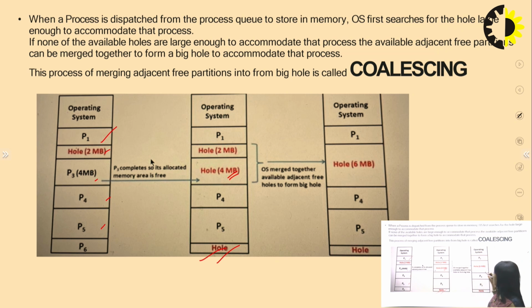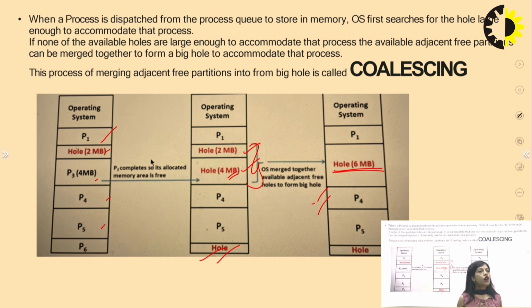So these memory areas of 2 MB and 4 MB are free and available for any process. So we can merge both the blocks, and 4 plus 2 is equal to 6 MB. The total memory is 6 MB because we merged the blocks. Merging available adjacent free holes together to form a big hole is known as coalescing.